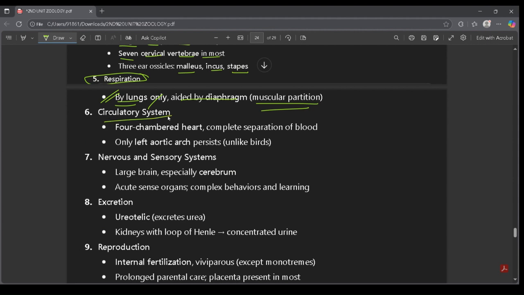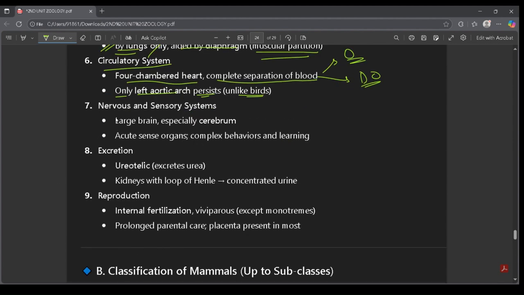Number six being circulatory system, they have a four-chambered heart, complete separation of blood between, of course, oxygenated and deoxygenated blood. I apologize for that minor mistake here. Only the left aortic arch persists, unlike birds, right? Number seven being nervous and sensory system: large brain, especially cerebrum. They have acute sense organs, complex behaviors, and learning.